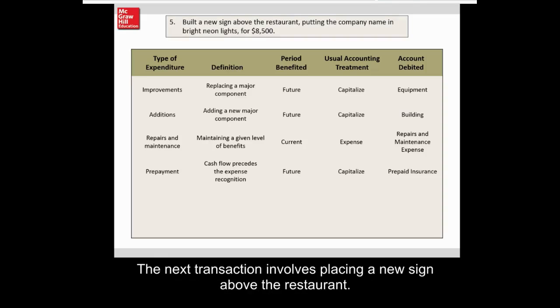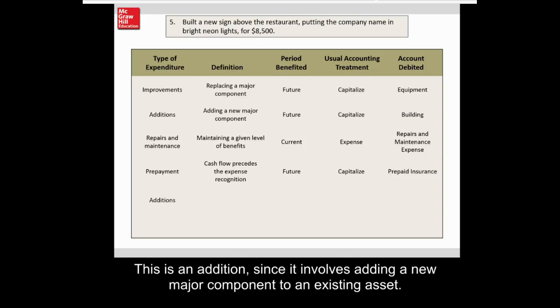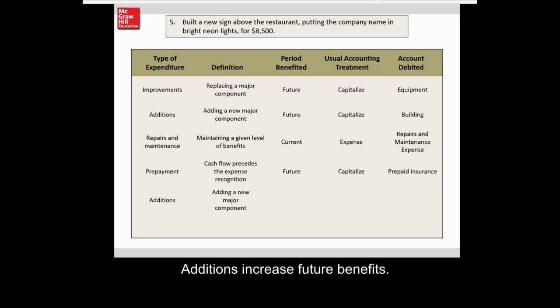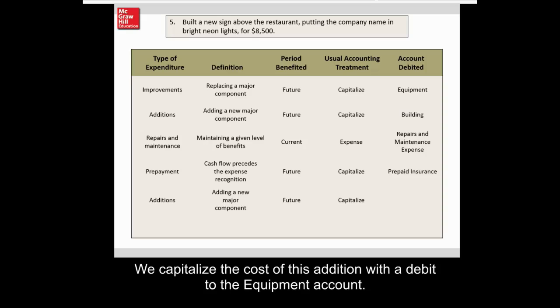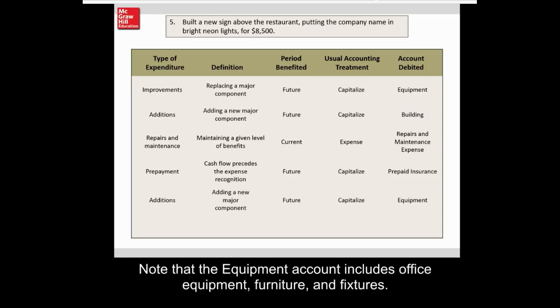The next transaction involves placing a new sign above the restaurant. This is an addition, since it involves adding a new major component to an existing asset. Additions increase future benefits. We capitalize the cost of this addition with a debit to the equipment account. Note that the equipment account includes office equipment, furniture, and fixtures.